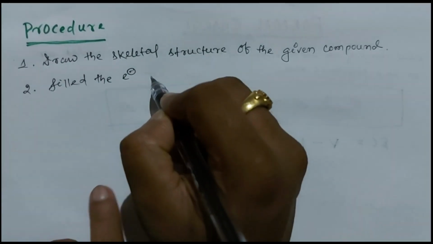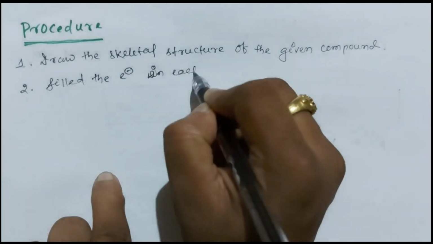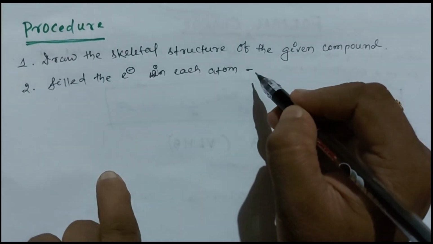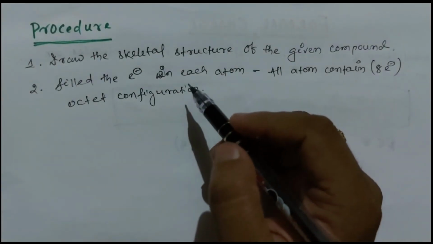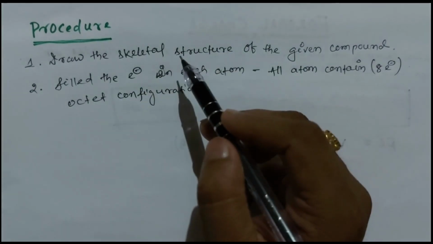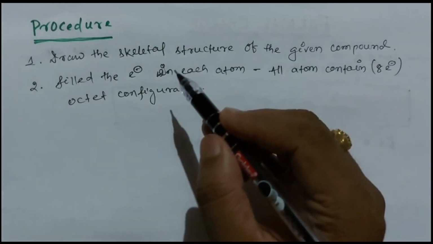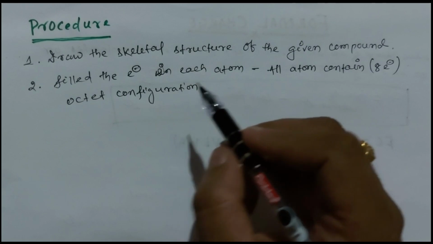Fill the electrons in each atom so that all atoms satisfy octet electronic configuration. Second step: after drawing the skeletal structure, each atom gets the electrons that remain, which we fill up to satisfy the octet.